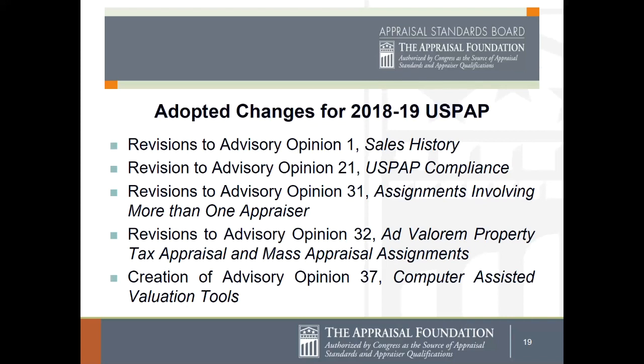Great. Well, let's talk about the next AO, Advisory Opinion 31, assignments involving more than one appraiser. What was changed here? Well, if you think about it, there was some concern expressed that significant appraisal assistance is not a term that's described in USPAP. Stakeholders took a look and said, we really need more guidance on this. And so a new section was added to AO 31 to provide such guidance in determining what constitutes significant appraisal assistance, and a new illustration was also provided.